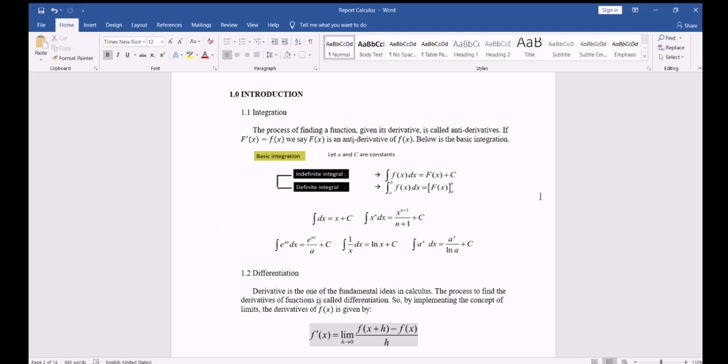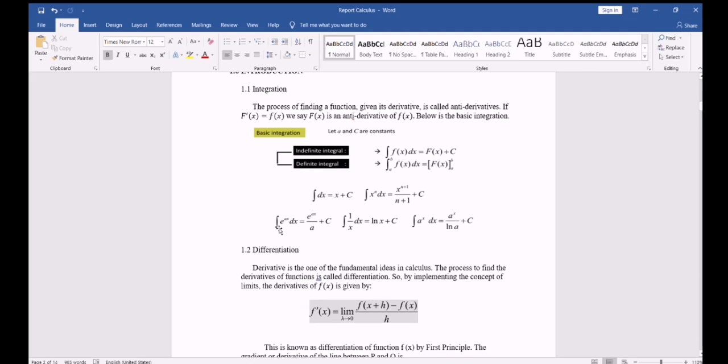First of all, for the integration, the process of finding a function given its derivative is called antiderivatives. If F prime x equals f x, we say F x is an antiderivative of f x. Below is the basic integration, as we can see here. For the indefinite integral, the equation is like here. For the definite integral, the equation is here. So after we combine, we got this.